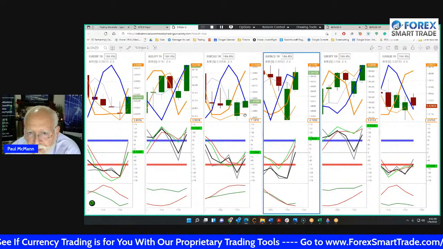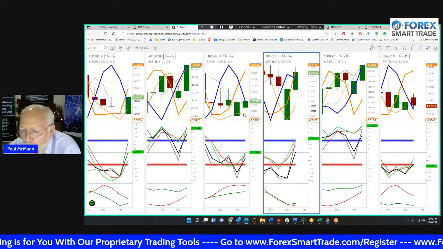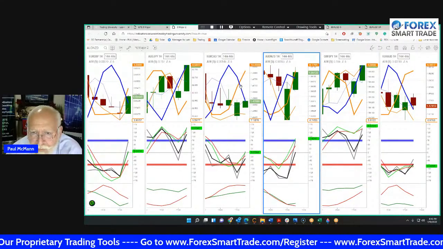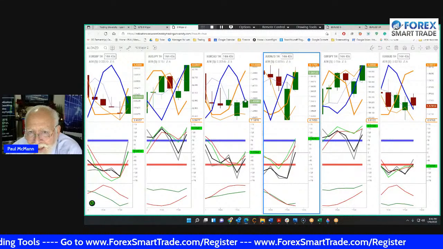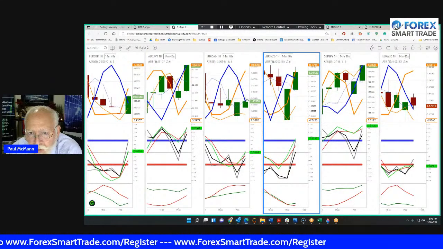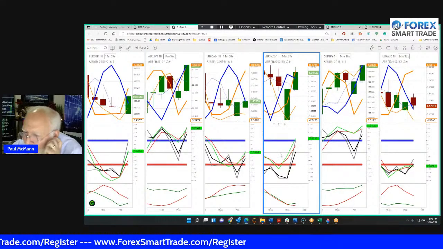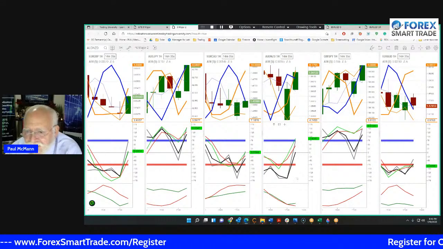Thick orange is going up, thin orange is going down. Excuse me. So one of the two are telling me buy. Thick blue is coming down, which means buy. Dotted blue is going up, which means sell. It's only two of the four, so we're going to pass.